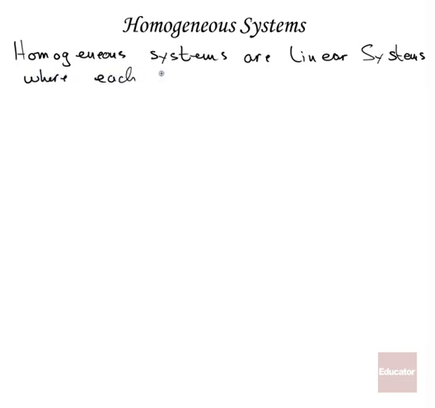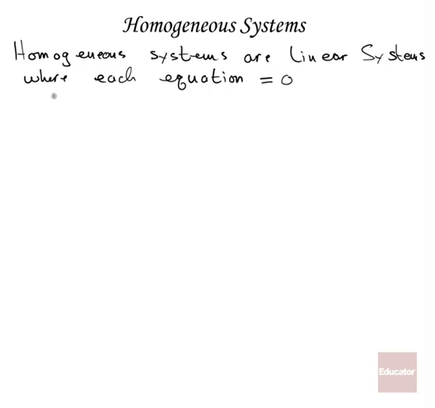Where each equation is equal to 0. That's it. Everything on the right-hand side of the equality sign is just a 0. Homogeneous systems are very, very important in mathematics. They play a very important role in the theory of differential equations. And of course, the theory of differential equations is highly applicable to all fields of engineering and physics. So homogeneous systems, a huge field of research.